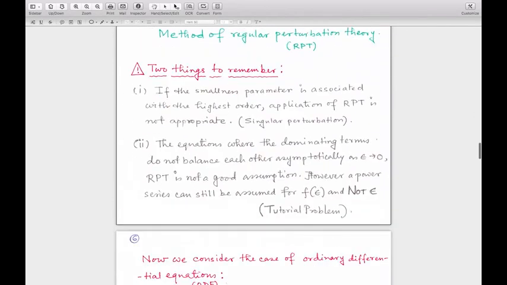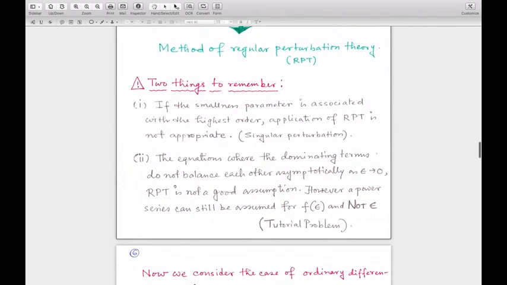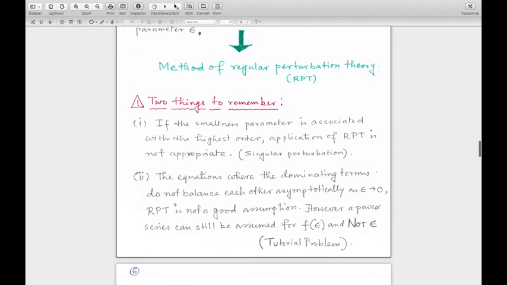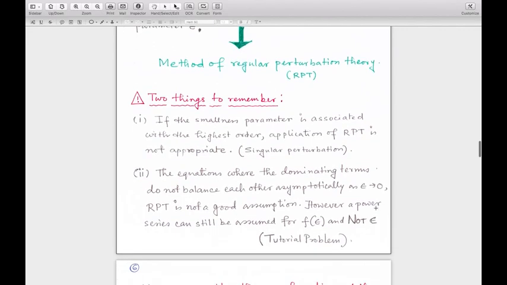Okay, we will see with a concrete example of that in the tutorial, but then we can assume still a power series which will be a function of epsilon, but not epsilon itself. Okay, and after this, so this was all about the perturbation theory for algebraic equations. In the next part, we will start discussing the perturbation theory for differential equations. Okay, thank you very much.